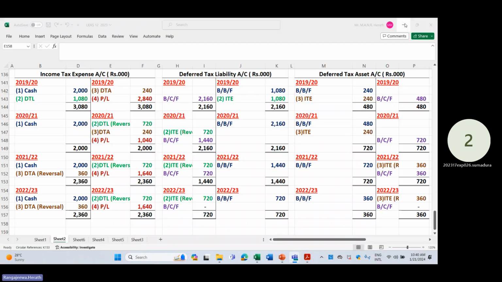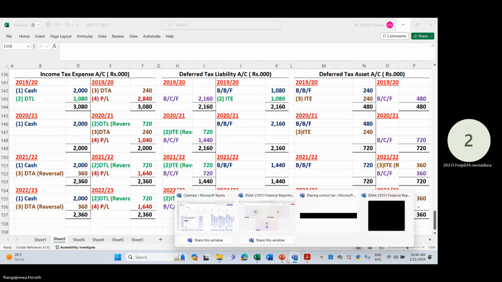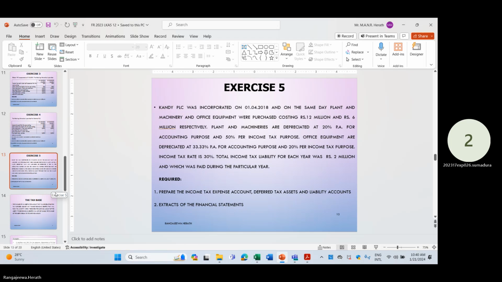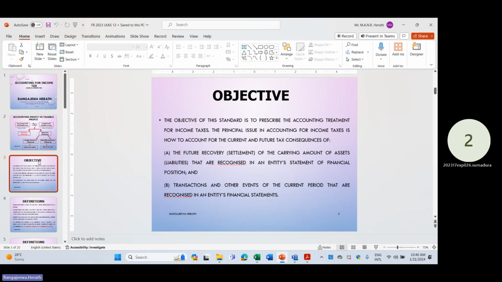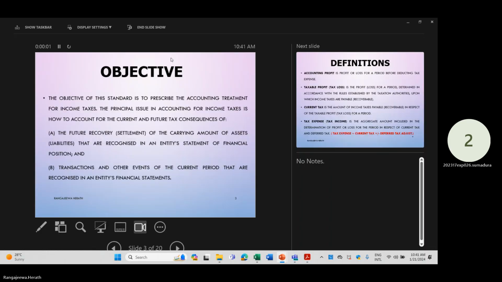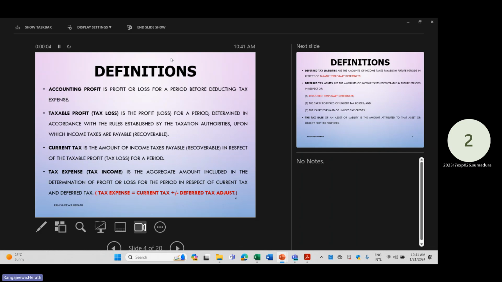Right, so we'll continue. Now, we just go through the terminology. Now we can go through the definitions. The accounting profit is the profit before tax. Right? When we say accounting profit, we are talking about profit before tax.